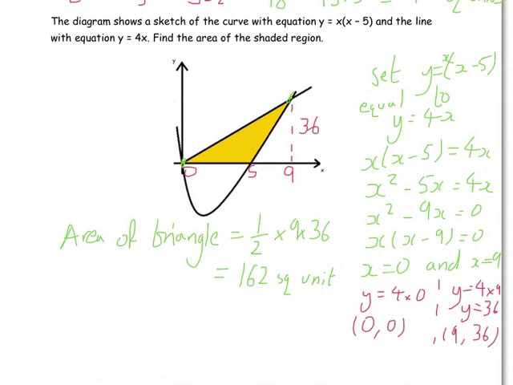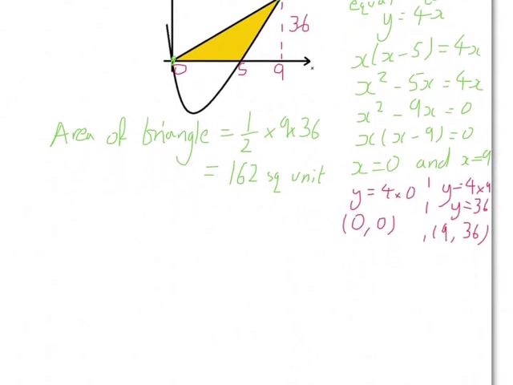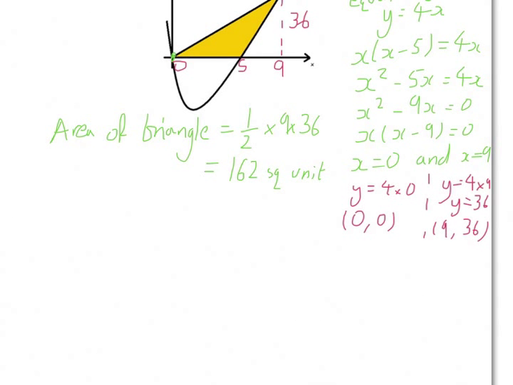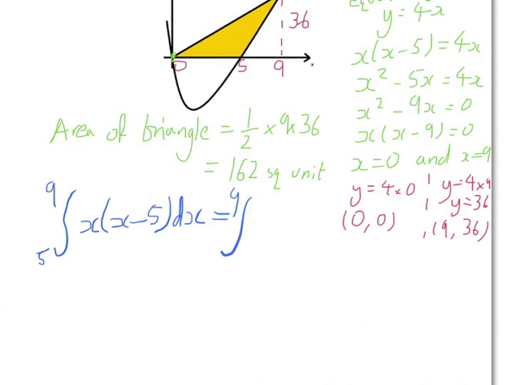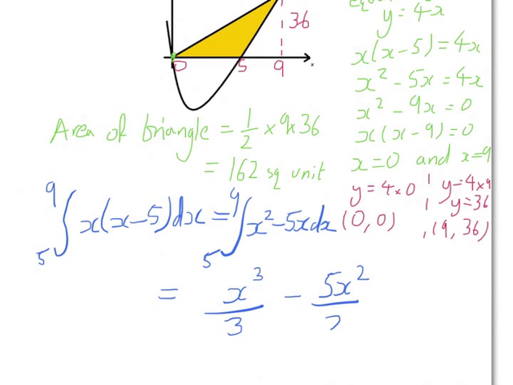So we're going to integrate our original y equals x(x minus 5) between the limits 9 and 5. So we're going to integrate between 9 and 5 x(x minus 5). Now we need to expand the bracket first to help us with that integration. So that's x squared minus 5x dx. So add 1 to the power and divide by the new power: x cubed over 3 minus 5x squared over 2, and our limits are 9 and 5.